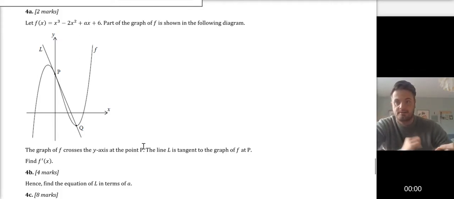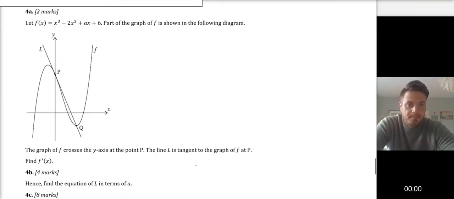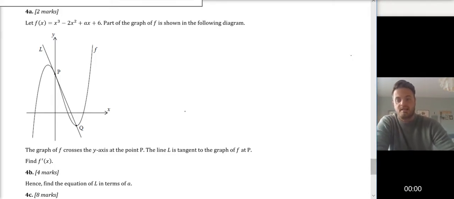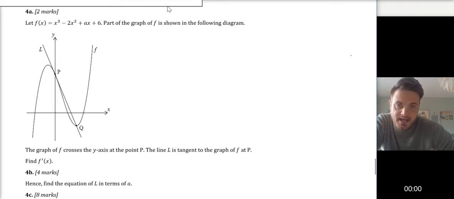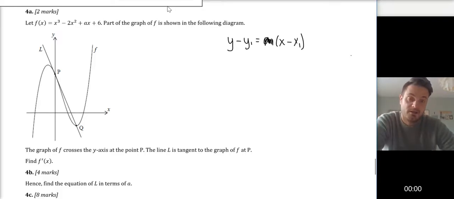Exercise A here, find the derivative. And then question B here is find the equation of L in terms of A. And remember, if you want to find the equation of a tangent, we could use the point gradient formula, which looks like this. This is the letter M. This is the point gradient formula, or ettpunktsformelen in Norwegian.